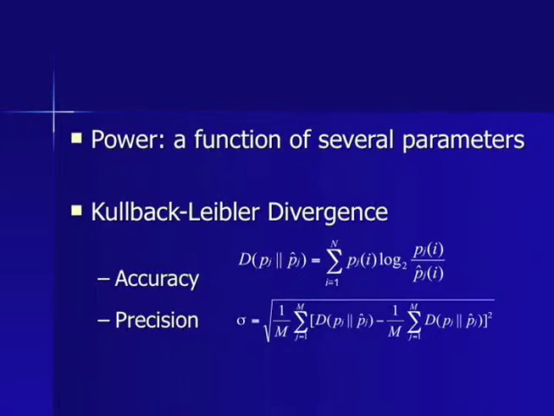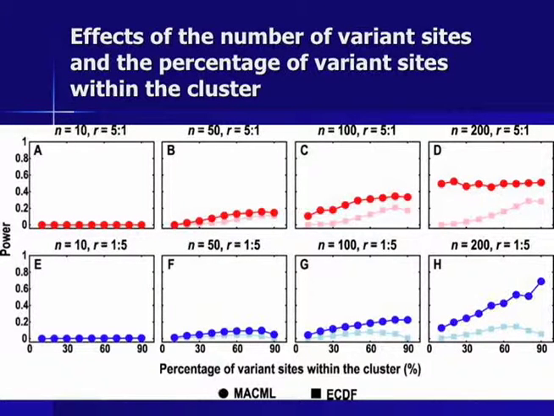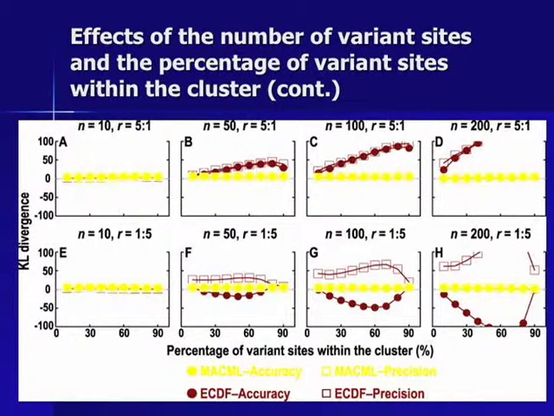Here's the blow-by-blow. Examining the percentage of variant sites within the cluster across panels for 10 to 200 variant sites, MACML, in the circles, exhibits greater power to detect clusters than ECDF, in the squares, for both hotspots, in the upper panels, and cold spots, in the lower panels. Similarly, the KL divergence between estimated and actual clustering is near zero for MACML, but diverges significantly from zero for ECDF.